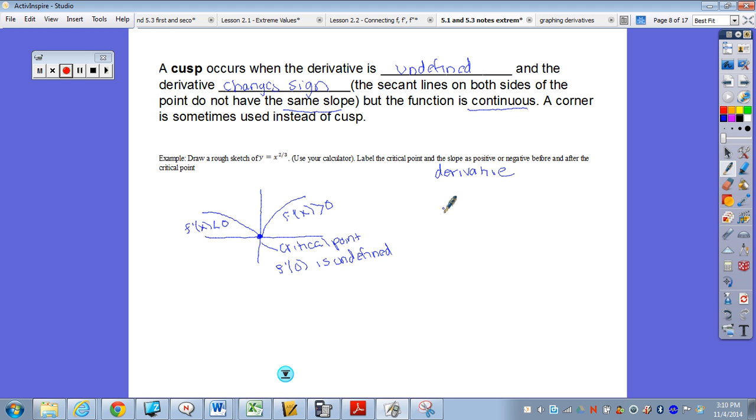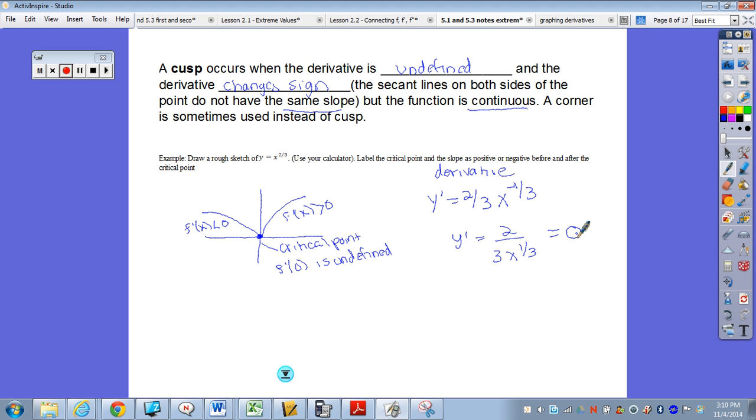So algebraically, how we show this is we would take the derivative. So if I take the derivative of x to the 2/3, I bring the 2/3 down and I subtract 1 and I get negative 1/3. And if I rewrite this as 2 over 3x to the 1/3, to find critical points, you set the derivative equal to 0 or find where it's undefined.